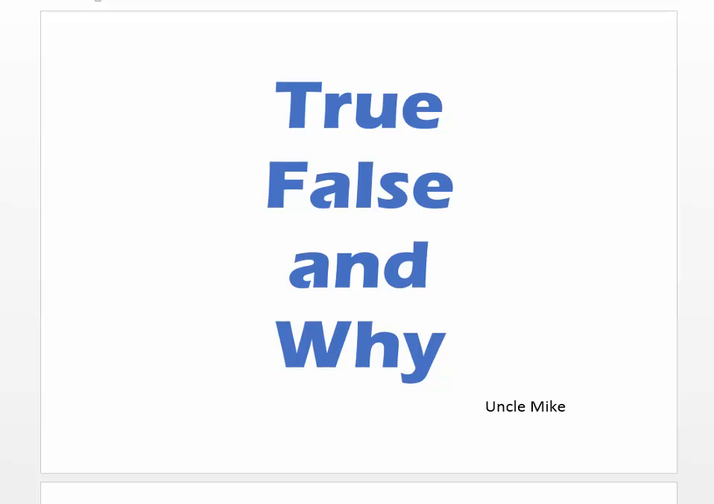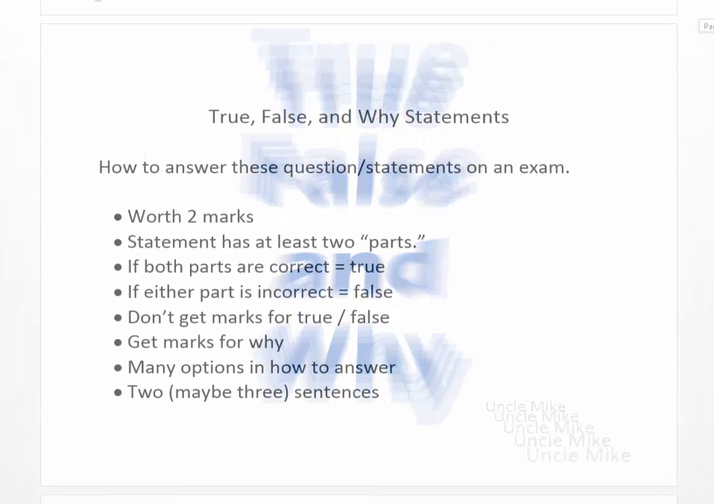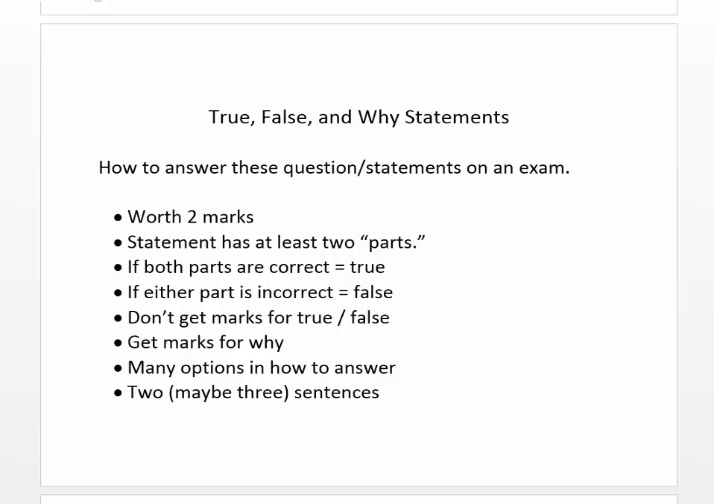First of all, let's take a look at how they're built. True, false, or why statements are worth 2 marks because they have at least 2 parts in them. If both parts are correct, it's true. If either part is incorrect, it's false. You don't get marks for choosing true or false. You get marks for telling us why you believe it's true or false.